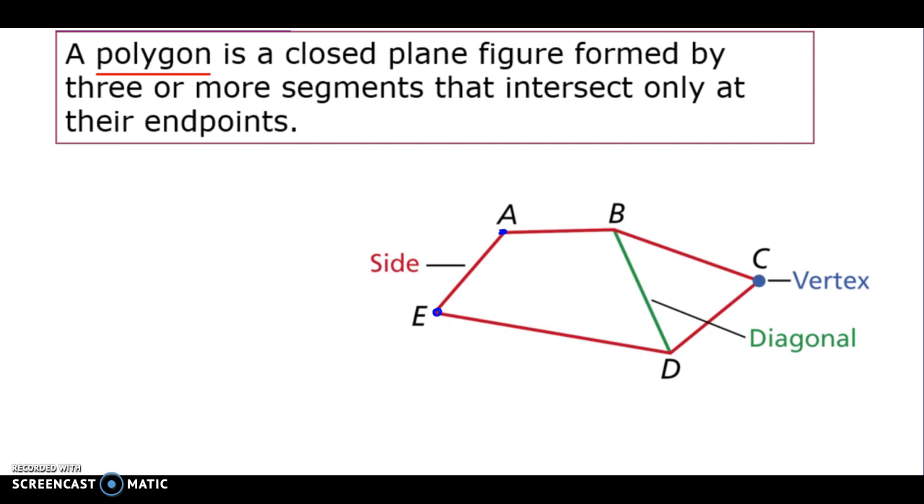So a diagonal is from any vertex to any non-adjacent vertex. So if I went from E to A, is that a diagonal? No. Why is that not a diagonal? It's adjacent. Okay, so from E I could go to B, I could go to C. Could I go to D? No. Okay, so those are our diagonals.